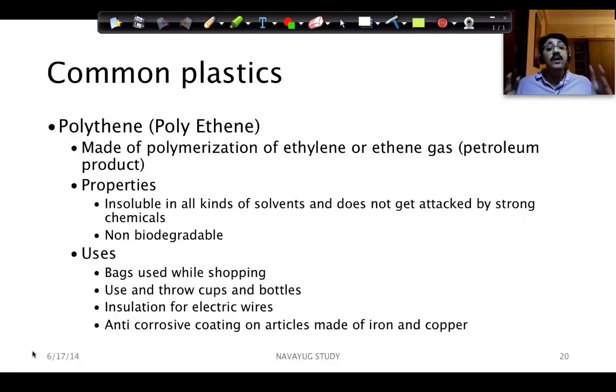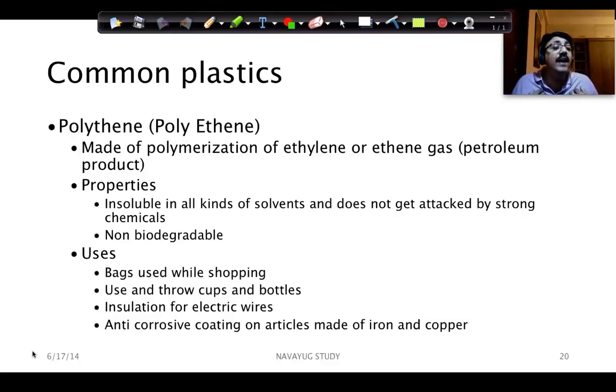But now, after research, there's a new category of plastics which is called biodegradable plastics, which have been invented. So if you look at many shops now, they have started using biodegradable plastics, right? But we are not discussing that in this session, right? So when you use plastic bags, ask the shopkeeper, is this biodegradable? If it is not biodegradable, don't use it. Try to take a bag from home.